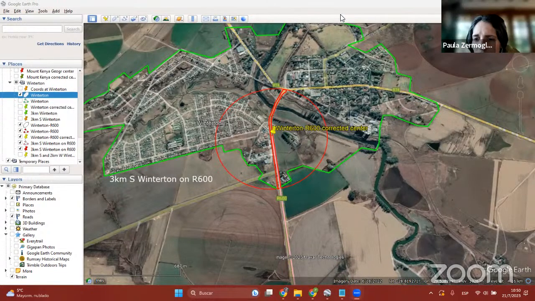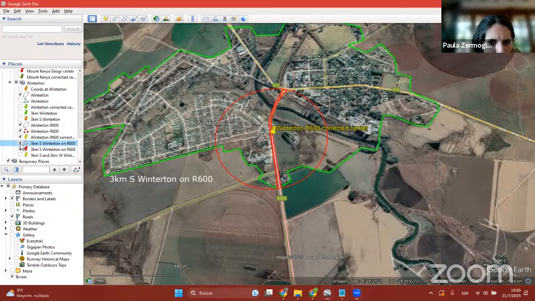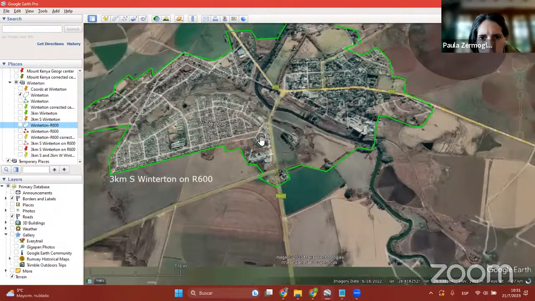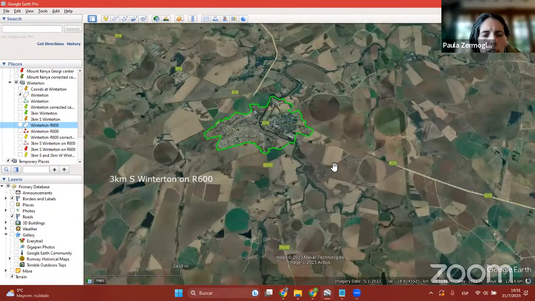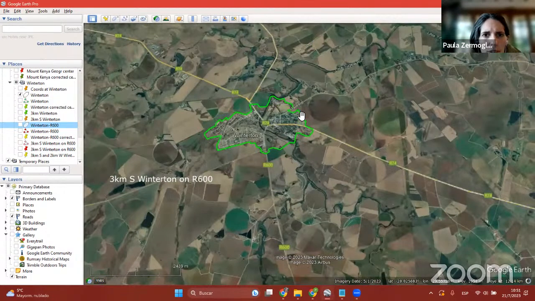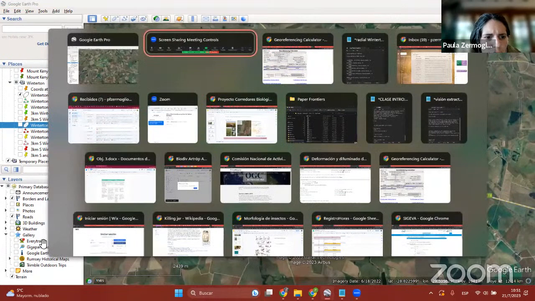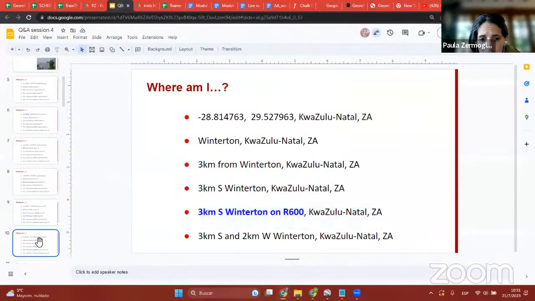Has this answered your question? Okay. I see there in the chat. Okay, excellent. Okay, if there are no further questions now about this one, I'm going to pass to the next one, but we can always get back to this one. I'm going to take these ones out now to see the other one. I will just leave Winterton there for reference, that polygon. And oops, I'm going to go here to our last one.